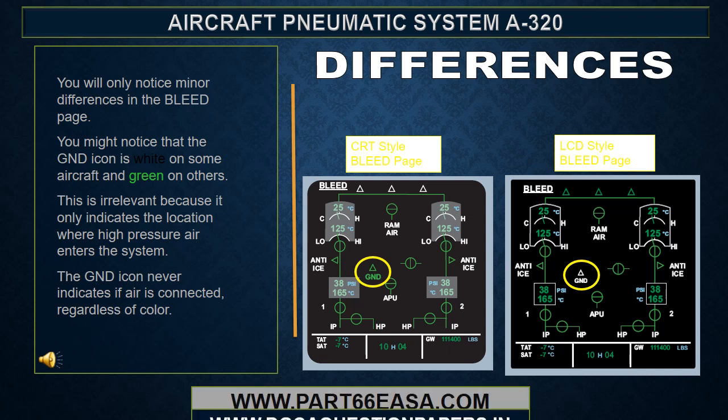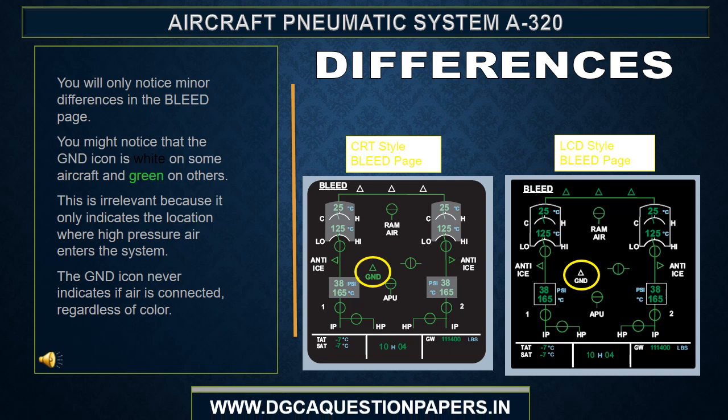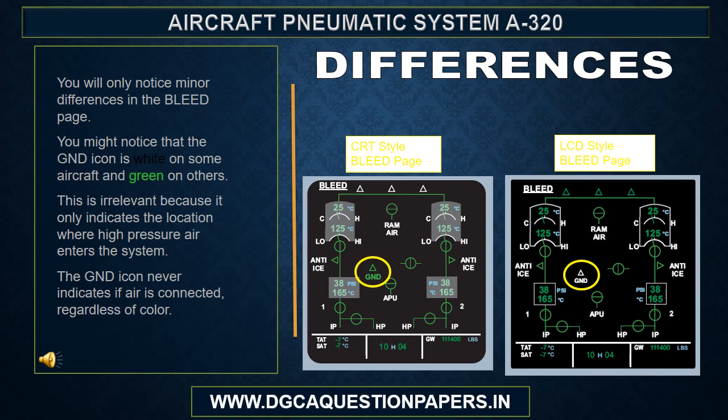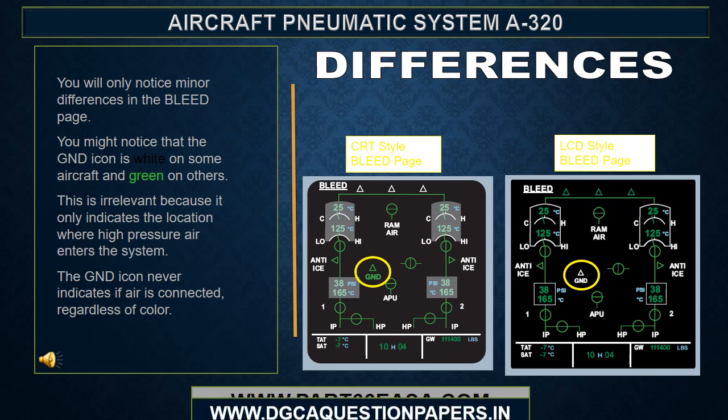You will only notice minor differences in the bleed page. You might notice that the GND icon is white on some aircraft and green on others. This is irrelevant because it only indicates the location where high pressure air enters the system. The GND icon never indicates if air is connected, regardless of color.